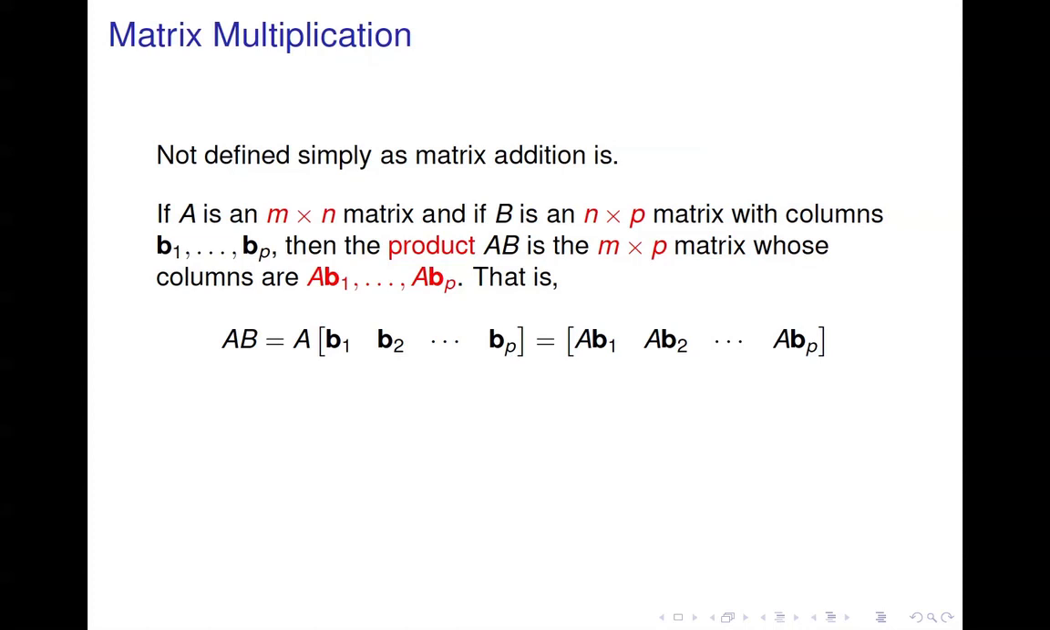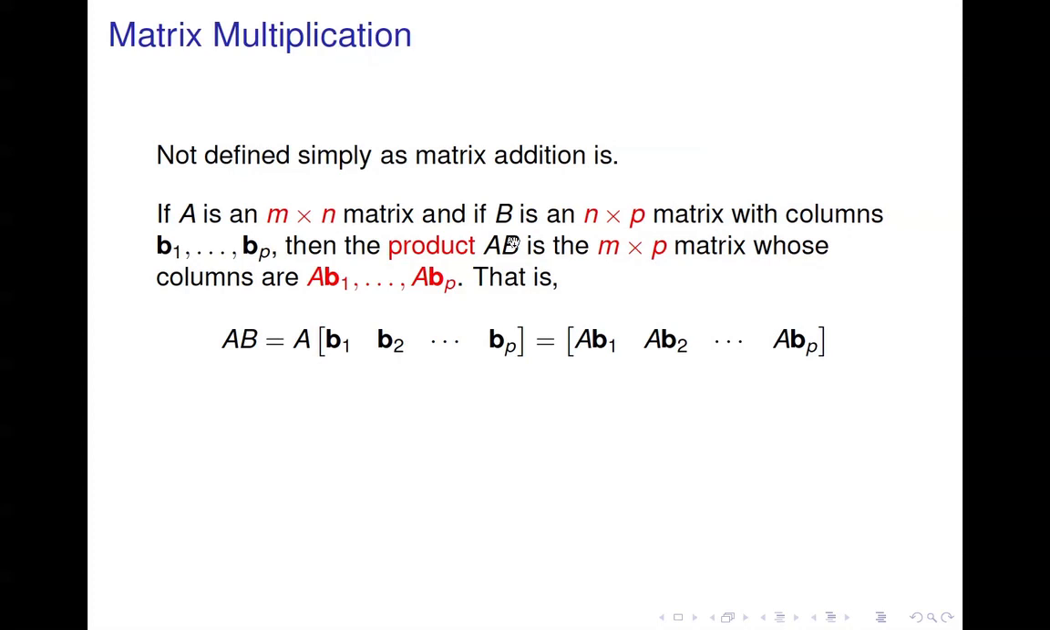for the product to be defined. Okay, so if you have that situation, and we say that the columns of B are b1 through bp, then we define the product AB as the m by p matrix, and notice that the m is number of rows in A, p is number of columns in B. So we always look to see if these inner dimensions match up.